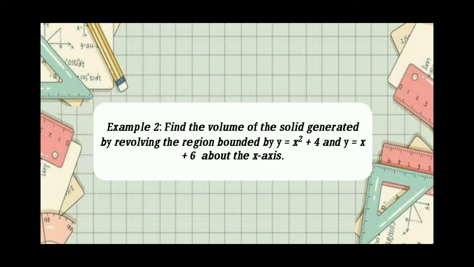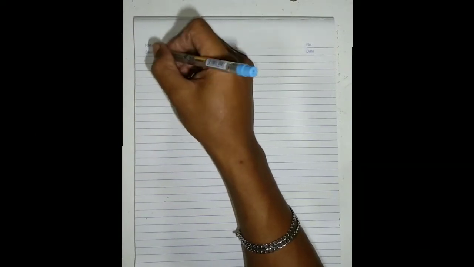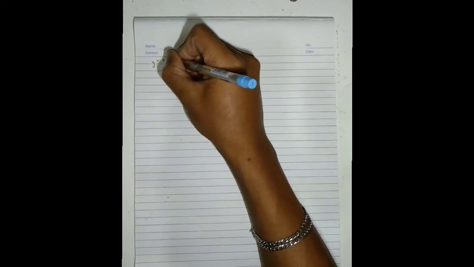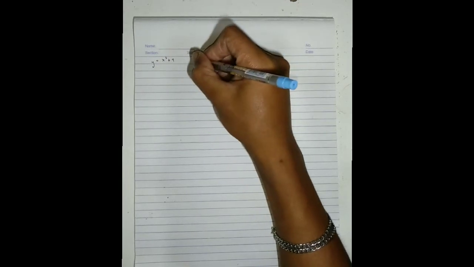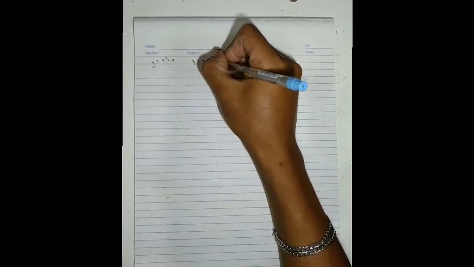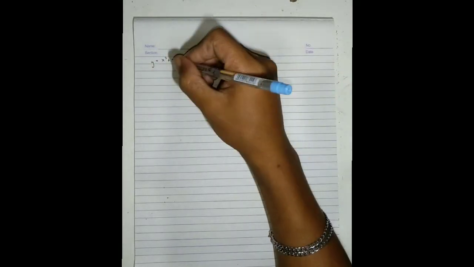So example number 2 for the washer method. Find the volume of the solid generated by revolving the region bounded by y equals x squared plus 4 and y equals x plus 6 about the x-axis. Since we're given two functions, y equals x squared plus 4 and y equals x plus 6, we must equate these two functions.